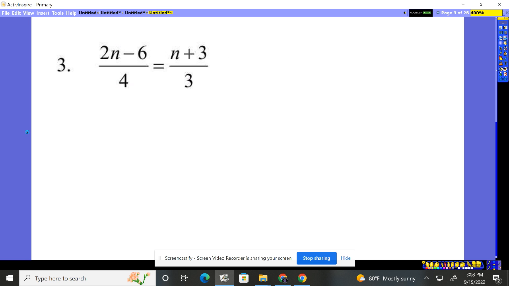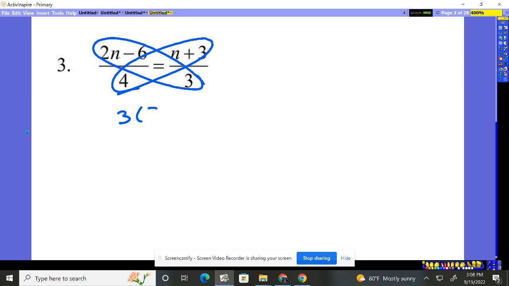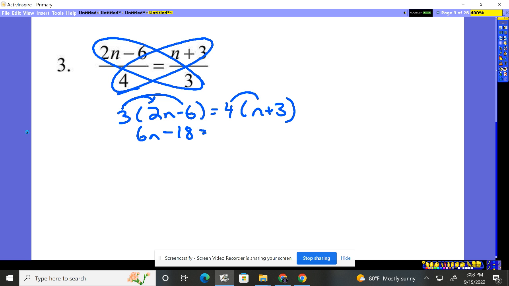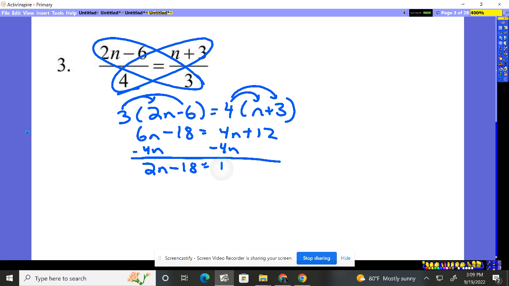Here, well, as soon as we say, oh, butterfly method, these multiplied equal these multiplied. So 3 times the 2n minus 6 is going to equal 4 times the n plus 3. I distribute through 6n, 3 times that, minus 18. Distribute the 4 through, 4n, 4 through to the 3, 12. Now, move all variables to one side, numbers to the other. So I subtract 4n, I get 2n minus 18 equals 12. I now move the 18 over, add 18, 2n is 30, divide by 2, and you have your answer of 15.